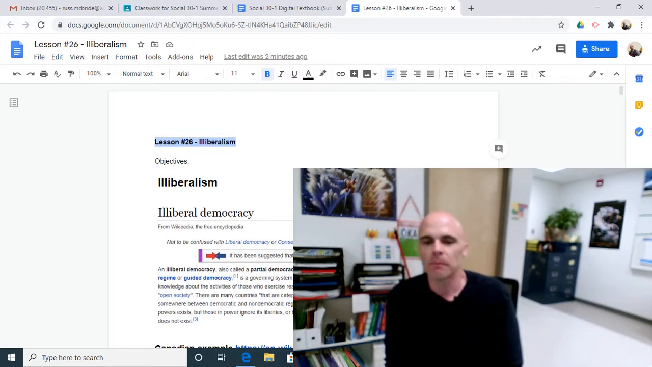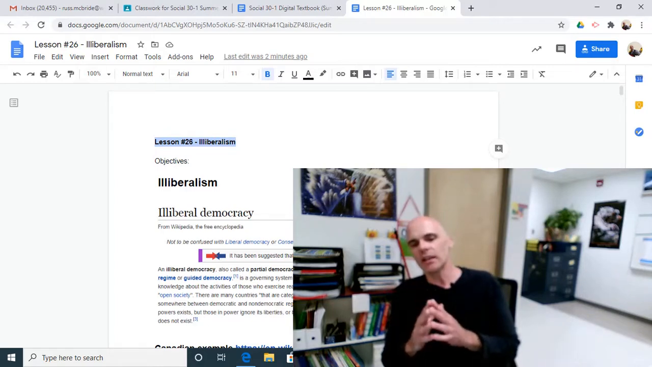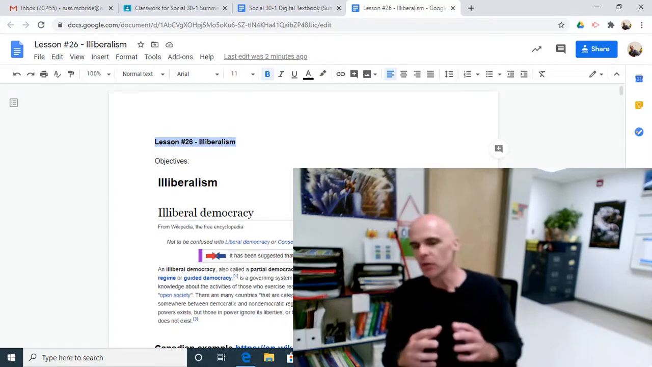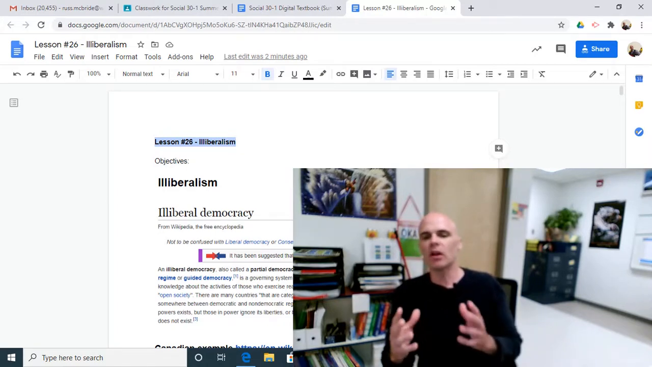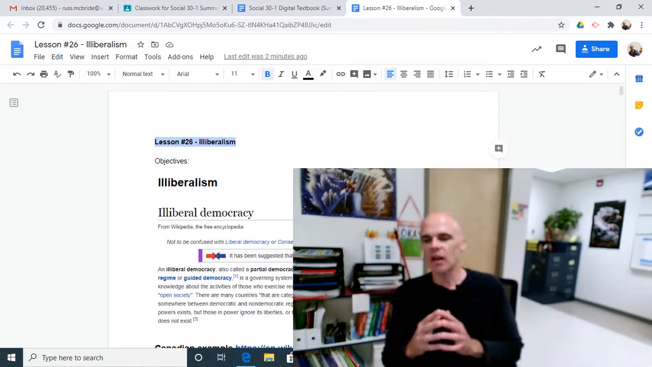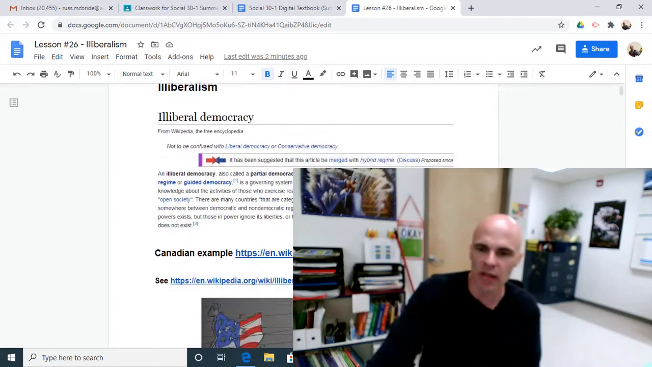Now, a quick definition. Illiberalism is when you have a society that identifies as a liberal democracy, a society like Canada or the United States, based on civil liberties, that proclaims itself to be an open society, but it begins to exercise very limiting authoritarian-like behaviors, methods, and policies. So to look at illiberalism, we're going to look at Canada and the United States.